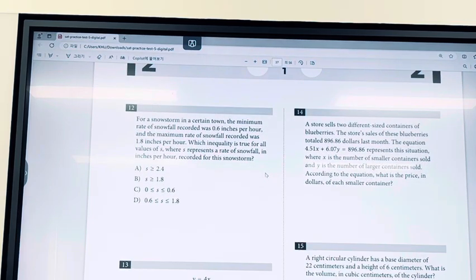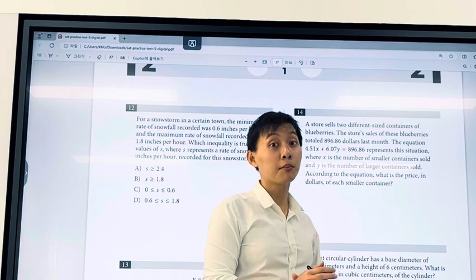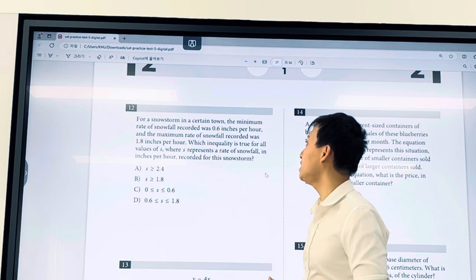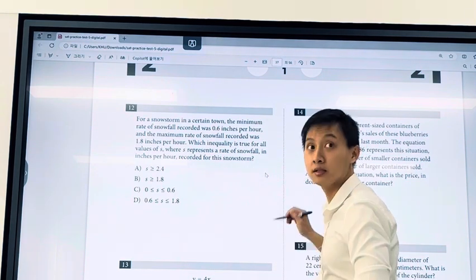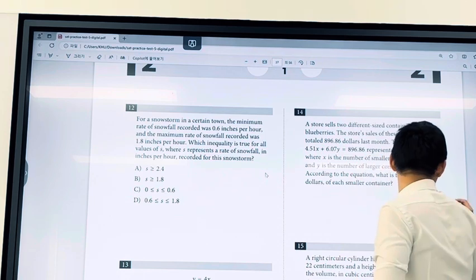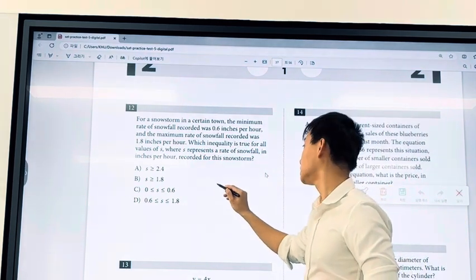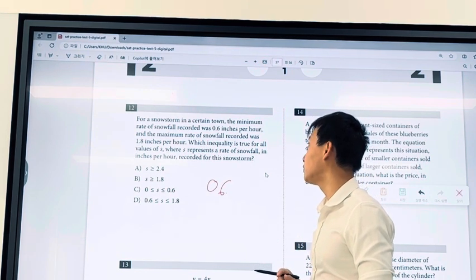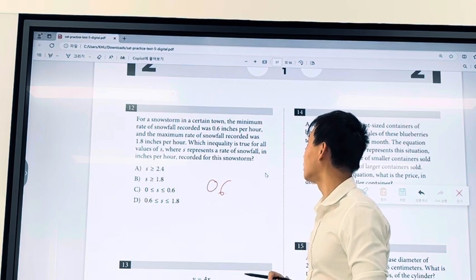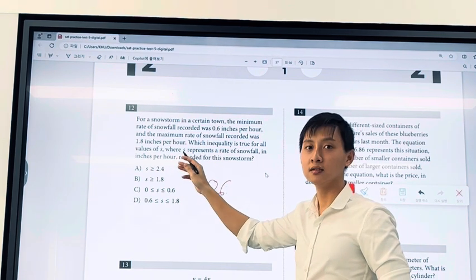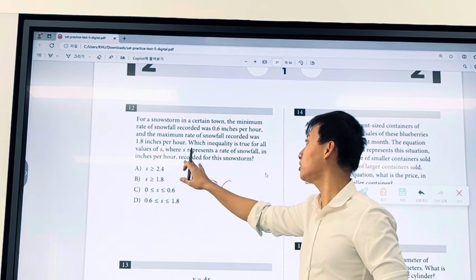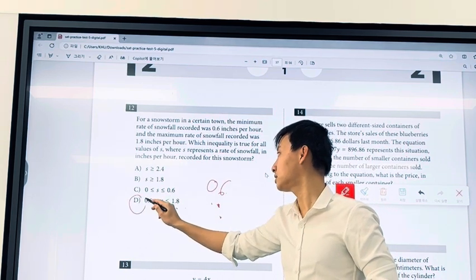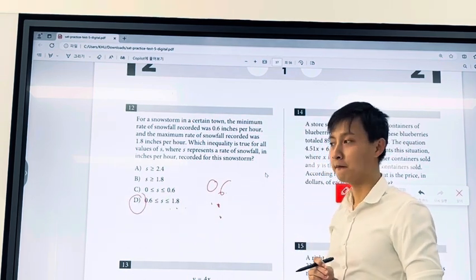Alright, now one question about the inequality topic. For the snowstorm in a certain town, the minimum snowfall rate recorded is 0.6 and the maximum is 1.8. Which inequality is true for all the values of x? Its minimum is 0.6 and its maximum is 1.8. The answer is D.